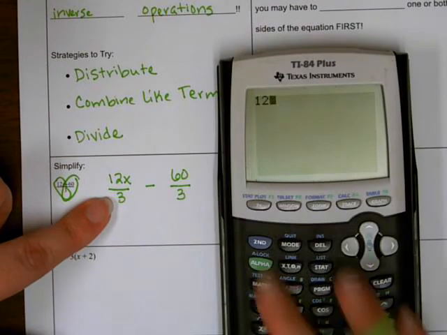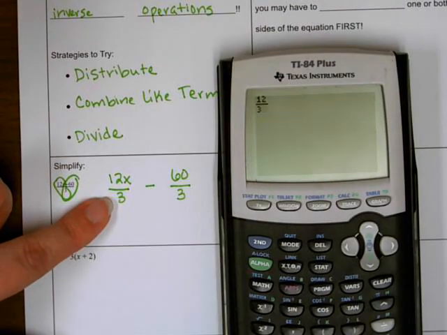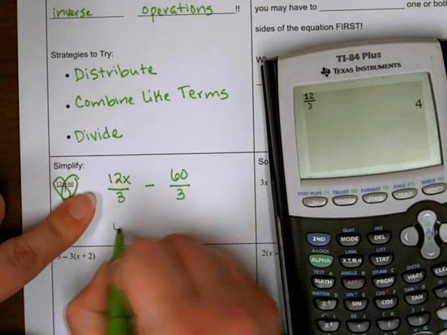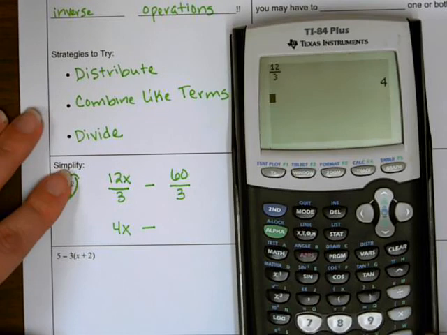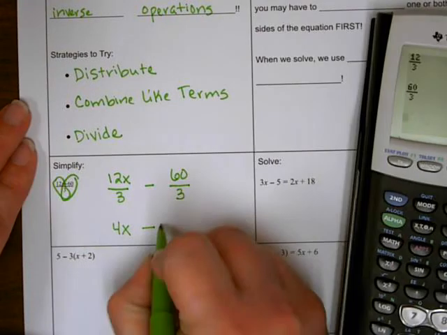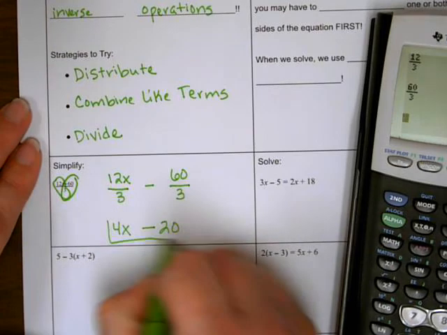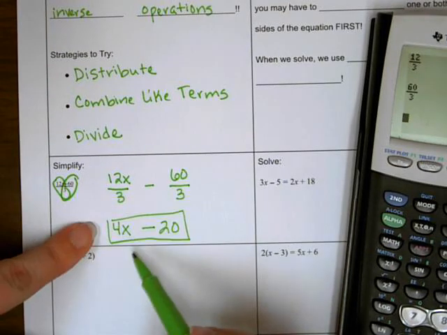So we're going to do 12 over 3 and tell our calculator to simplify it. So we get 4x minus, now we're going to do 60 divided by 3. And we get 20. So this expression here simplifies down to 4x minus 20.